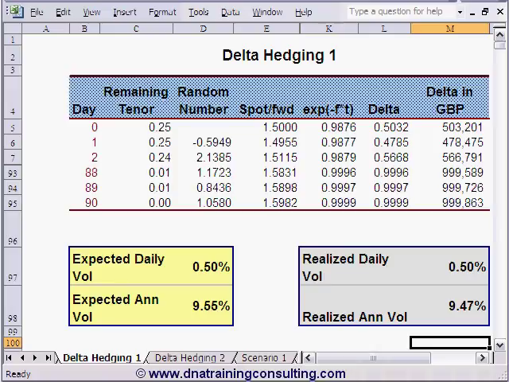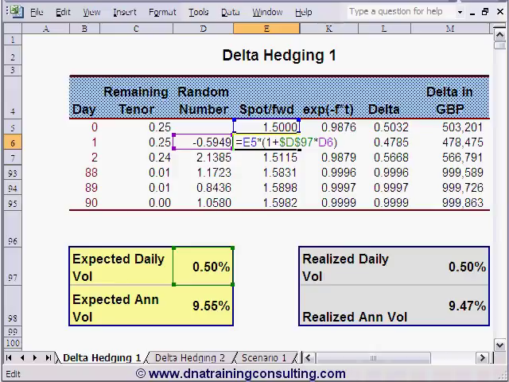Next in this worksheet, column E plots the path of sterling consistent with the numbers randomly generated in column D. It does this simply by, as you can see here, multiplying the previous day's spot of 1.5 in cell E5 by 1 plus the daily volatility, hence the reference in the formula to cell D97, multiplied by the randomly generated number immediately to the left in cell D6, corresponding to that day.